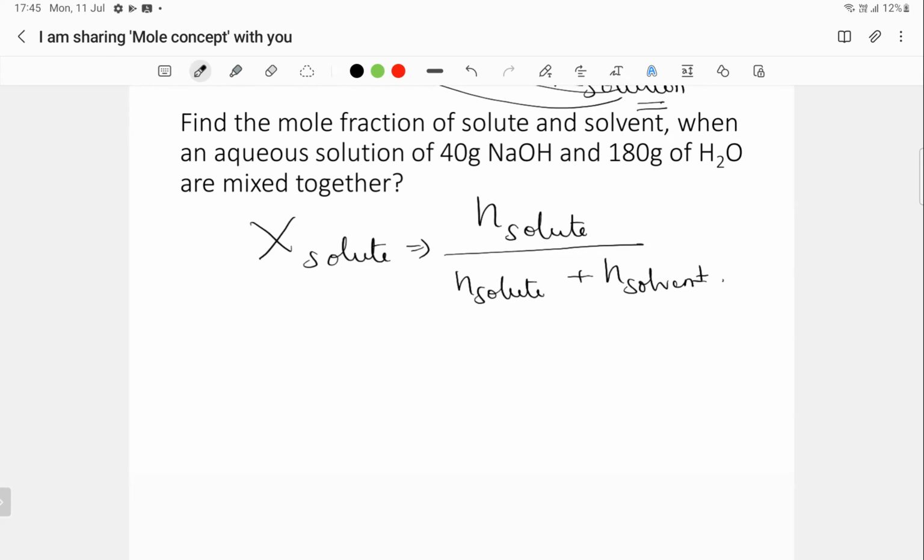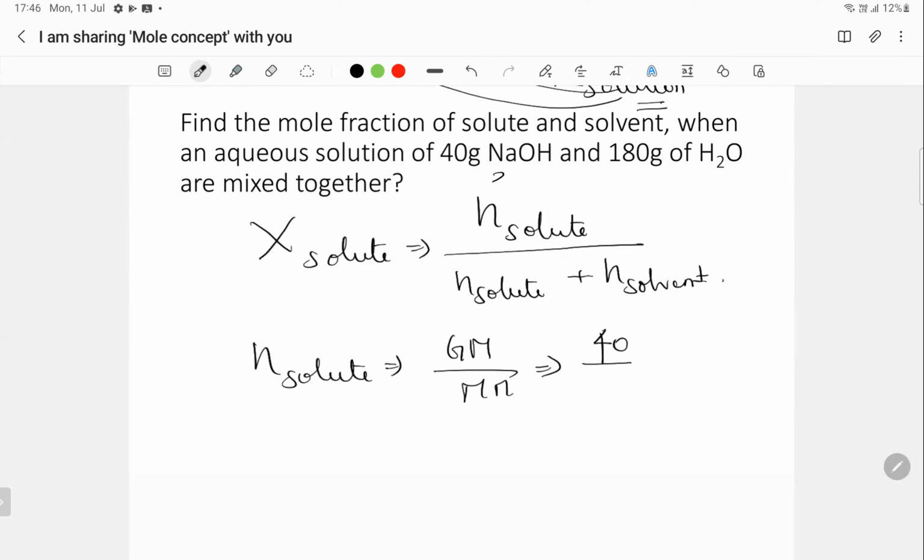Can you say what is your mole fraction of your solute? First, the number of moles of solute is equal to the given mass divided by the molar mass. What is the given mass in the question? 40. Molar mass of sodium hydroxide? 40. Very good.